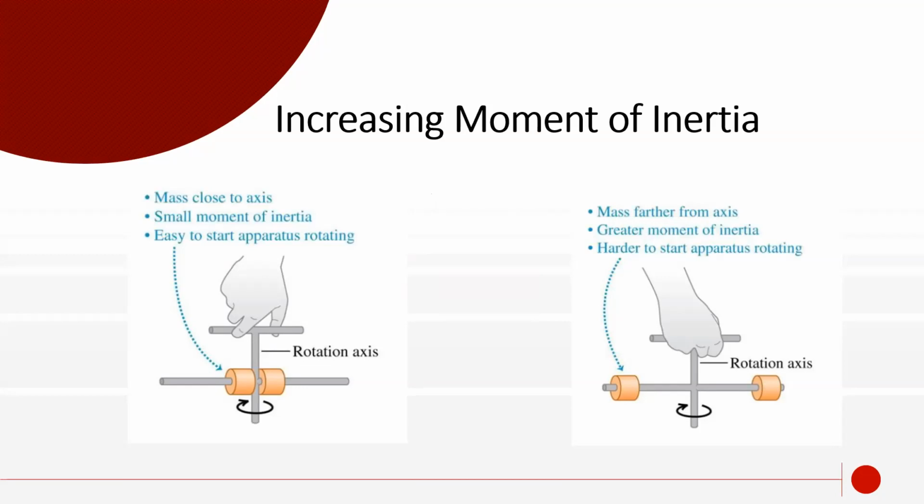Therefore, we can decrease the moment of inertia by moving the mass closer to the axis of rotation or increase the moment of inertia by moving the particle further from the axis of rotation. Note that the apparatus on the right is also harder to start to rotate, since moment of inertia is a measure of the resistance a body offers to a change in its rotational motion about a given axis. This means that it will require more work or energy to start the system or slow the system.